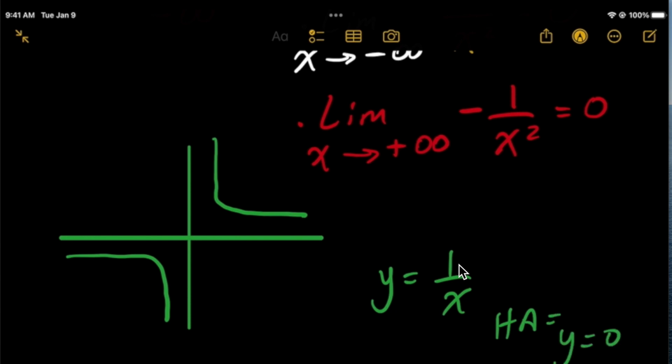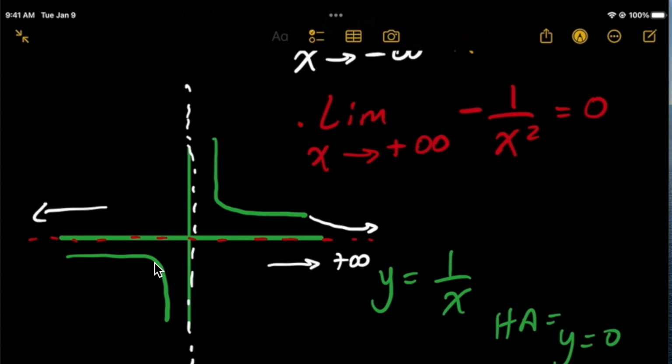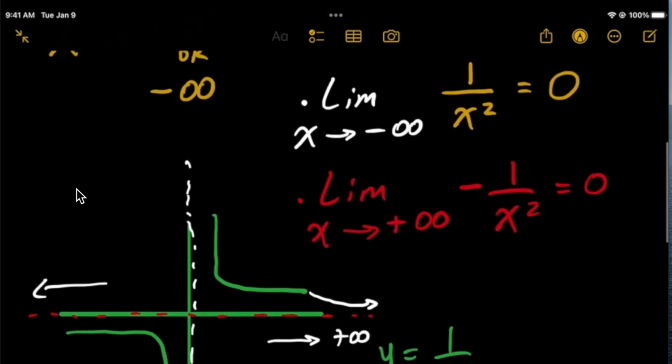So here is our horizontal asymptote in red. And it's also going to have a vertical asymptote at x equals 0 because x is in the denominator. So look what happens, folks. As x goes to positive infinity, what does this function do? Well, it approaches the horizontal asymptote, which is y equals 0. Same thing as x approaches negative infinity. As x goes this way, our graph is going to approach the horizontal asymptote of y equals 0. All of these graphs have horizontal asymptotes at y equals 0.